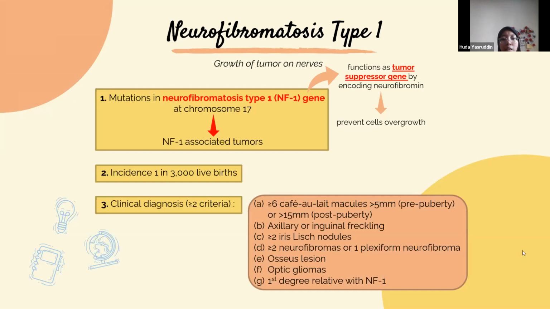And the second, the patient must present with axillary or inguinal freckling, or the patient may present with 2 or more iris fixed nodules, and then 2 or more neurofibromas or 1 plexiform neurofibroma. And then osseous lesions. An osseous lesion is basically a bone disfigurement, such as sphenoid dysplasia. And then optic gliomas, which we may diagnose through MRI, in which there is a thickening of the optic nerve, and also when the patient has a first-degree relative with the neurofibromatosis type 1 mutation.